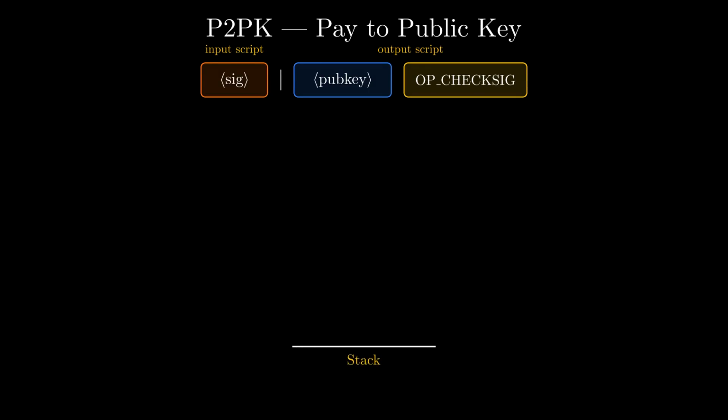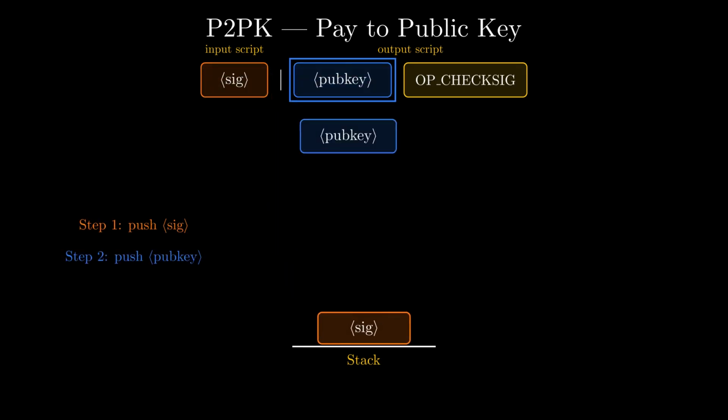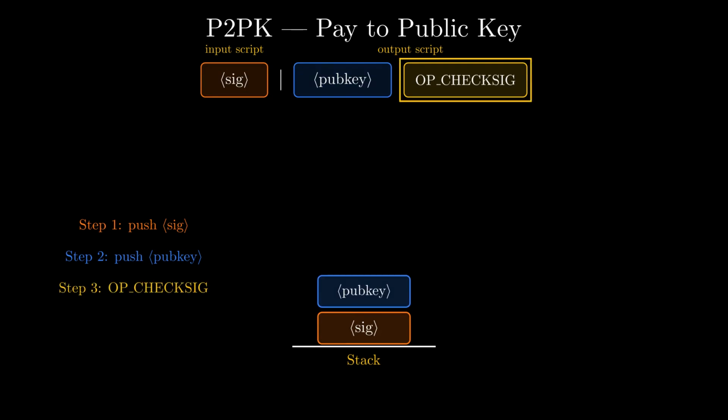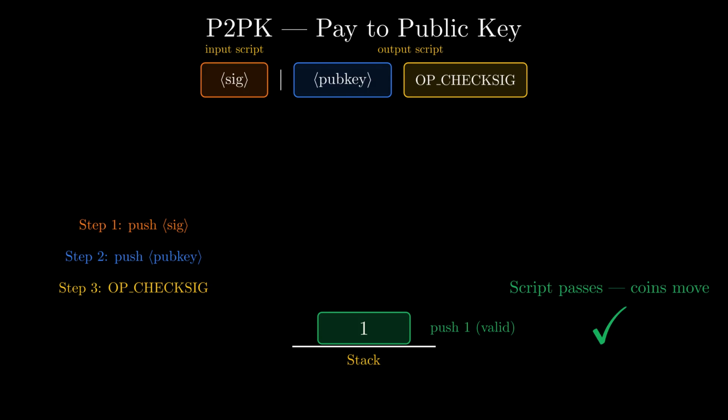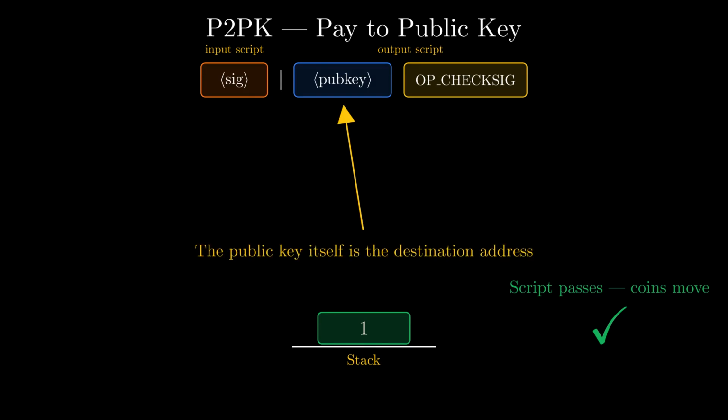Let's run it. Step 1. Push the signature onto the stack. Step 2. Push the public key on top. Step 3. OP_CHECKSIG pops both, verifies the signature against the key and the transaction data, and pushes 1 if valid. Stack ends with 1, script passes, coins move. That's the entire mechanism. The public key sits openly in the output, acting as the destination address itself.